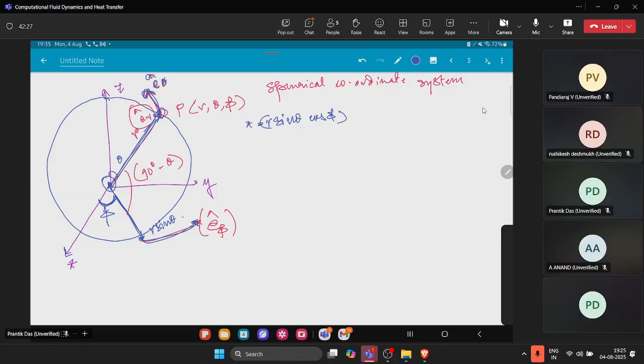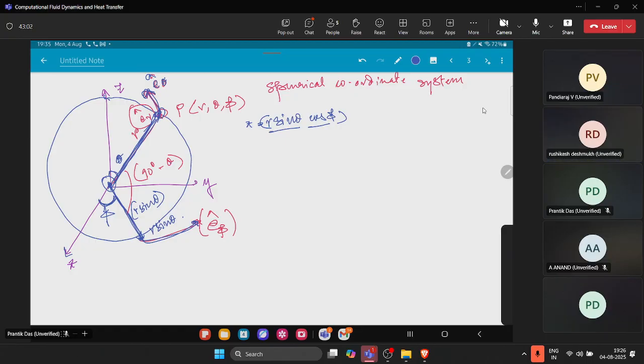Why this? Because this radius vector is making the theta angle with the z axis. Then on the xy plane, it is making an angle what? 90 minus theta. So on the xy plane, this radius vector will be what? r sin theta. Then I have to take the component of r sin theta on the x-axis, so it becomes r sin theta cos phi. Is it clear to all of you? Anand, Rushikesh.